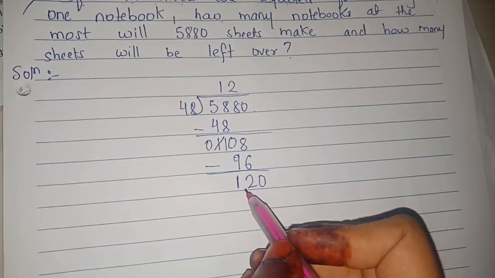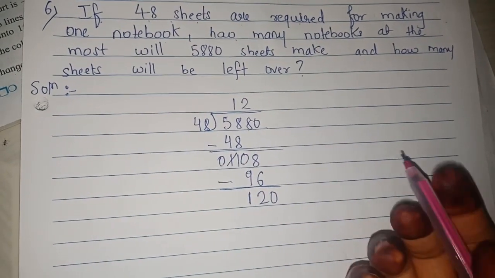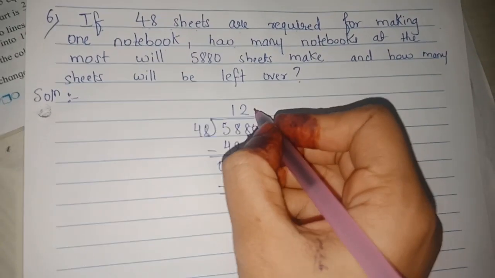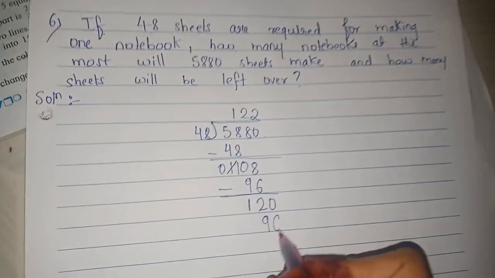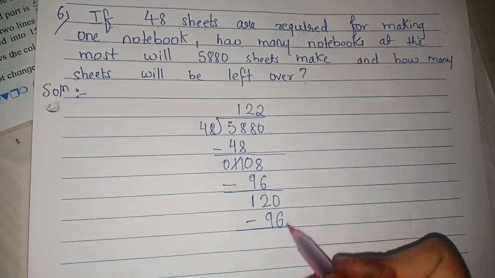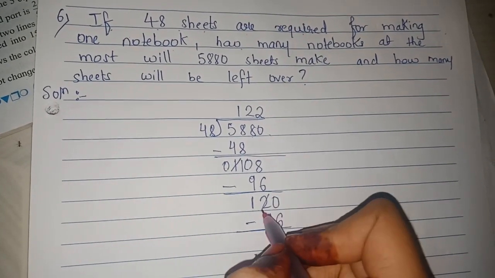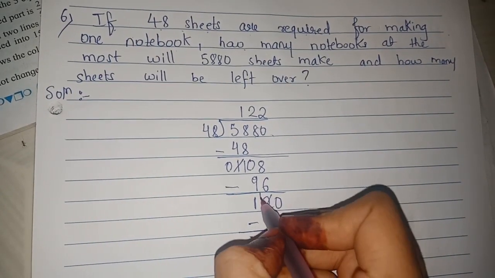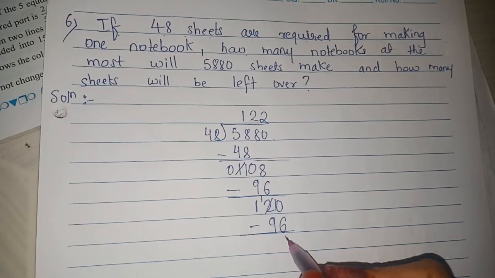Now we get 120. Again 48 2s is 96. So we will take 2 here in the quotient and 96 will come here. Subtract them. 0 minus 6 is impossible. So we will borrow 1 from this 2. So 2 will become 1 and this 0 will become 10. Now 10 minus 6 is 4.